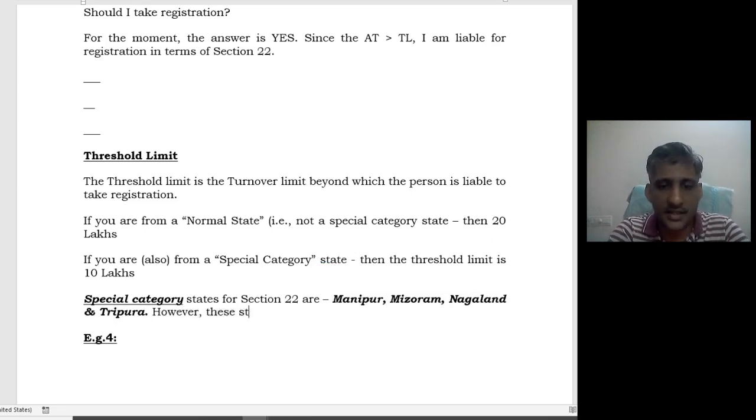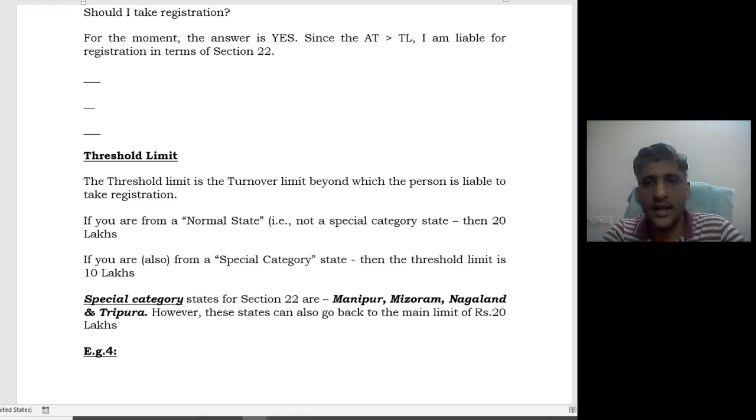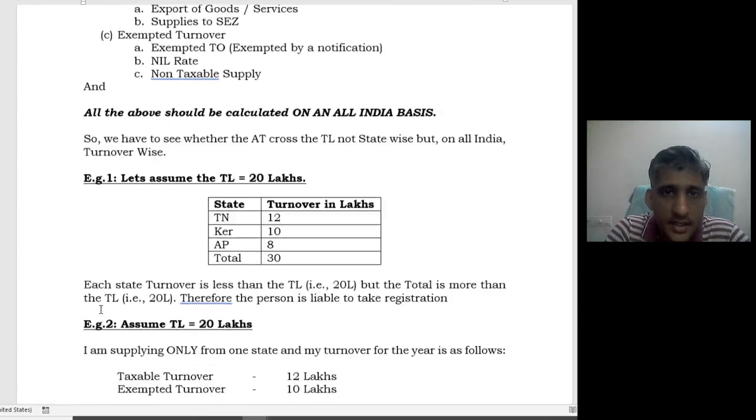However, these states can also go back to the main limit of 20 lakhs. Can they go? Yes, but till now no states have gone to the limit of 20 lakhs. So for Manipur, Mizoram, Nagaland and Tripura, the turnover threshold limit is 10 lakhs. If you are from any of these, your turnover limit is only 10 lakhs. Now let's take an example. We'll take this table.